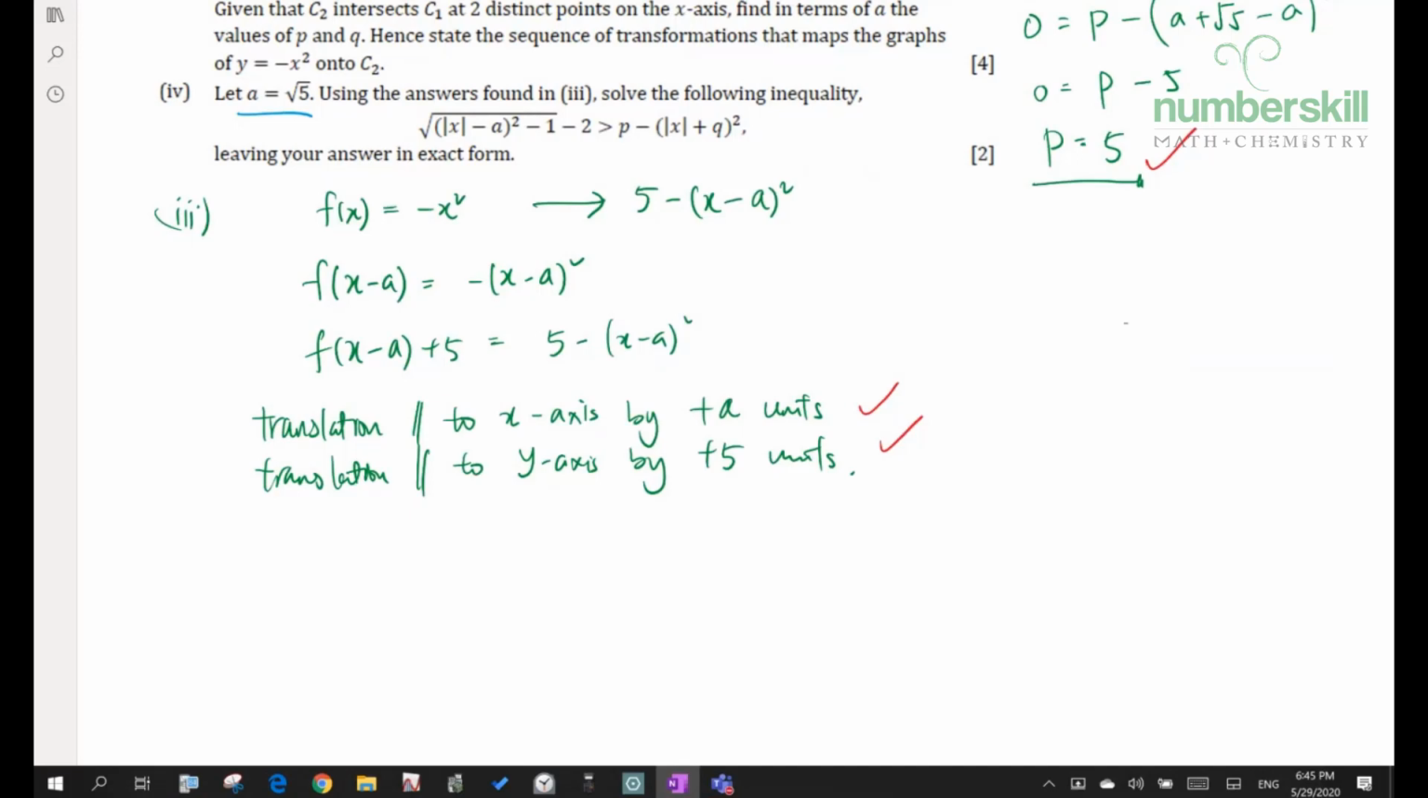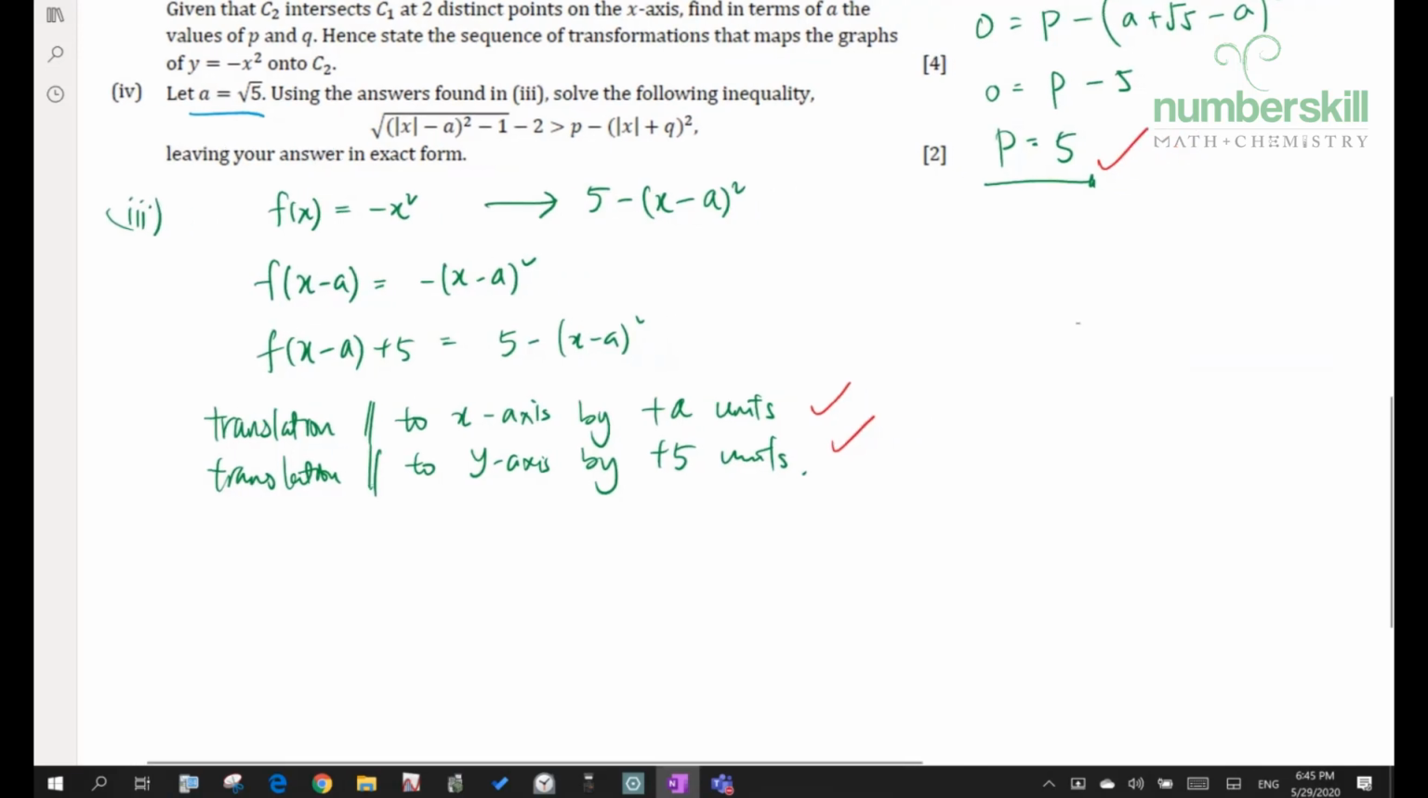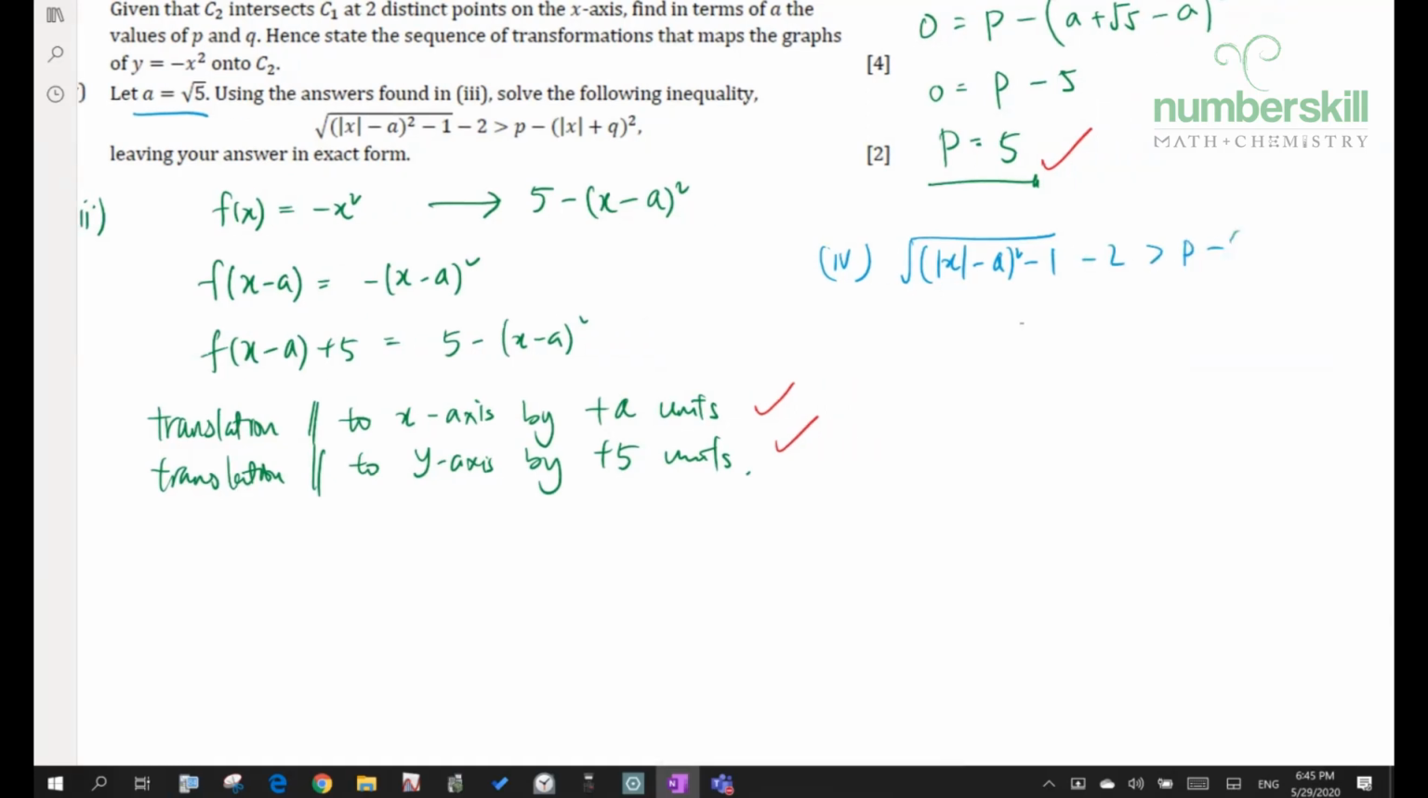Okay, so using the answer in part 3, solve this inequality. First of all, this is suddenly an inequality question. Now, if you look at this inequality question as it is, it looks scary. Do you agree it looks scary or not? I mean, how on earth am I going to solve this inequality in the first place?